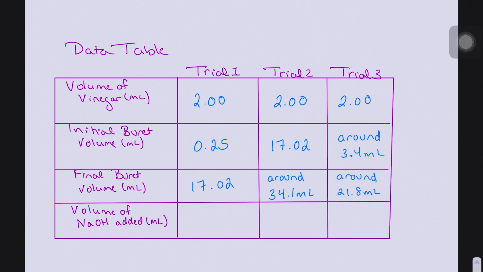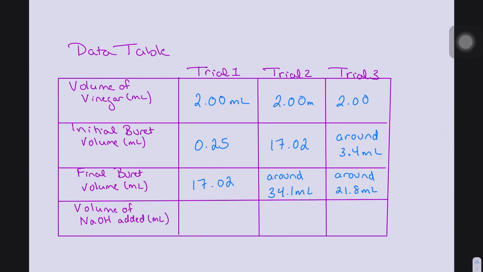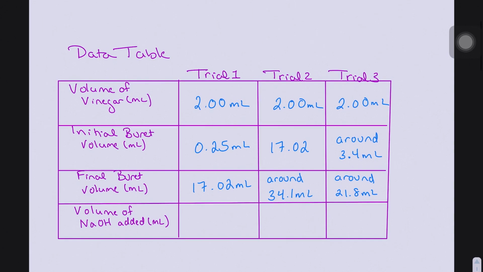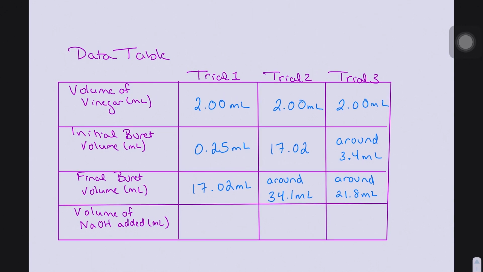So I just want to show you what your data table should look like approximately now that you've watched the video. The volume of vinegar for all three trials is 2.00 milliliters. It's a volumetric pipette. That's why you need 3 sig figs. For trial 1, I told you the initial burette volume, it was 0.25 milliliters. The final burette volume for that trial was 17.02 milliliters. So to get the volume of sodium hydroxide added, we just do final minus initial, which gives us 16.77 milliliters for a volume of sodium hydroxide added.